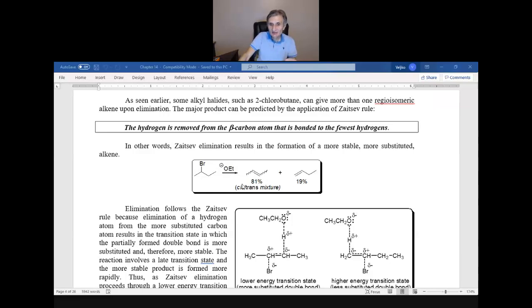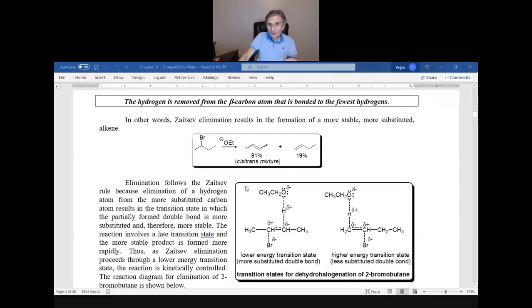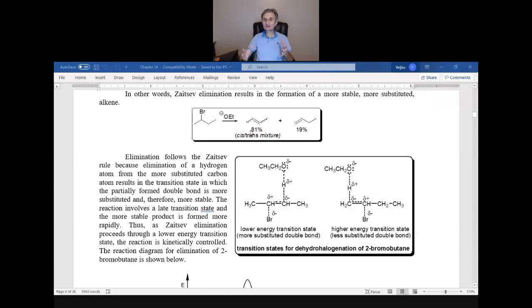The reason behind it is that simply more stable double bond forms. Because stability of double bond is just like stability of carbocation. It is governed by hyperconjugation, by electron donation from substituents. So this double bond, 2-butene, has two substituents that can donate electron density. The double bond in 1-butene has one substituent. So more stable, more stable.